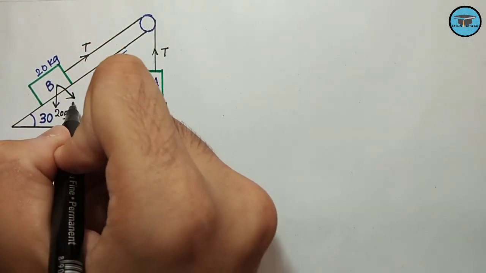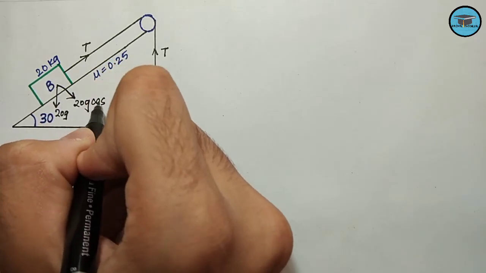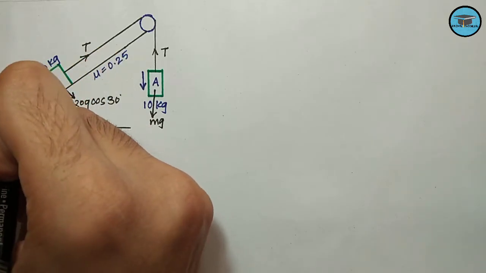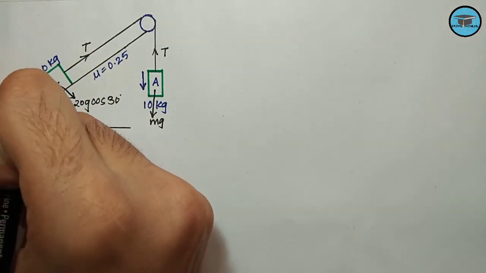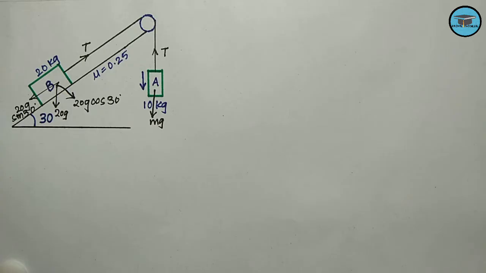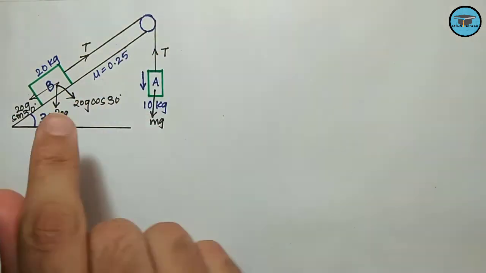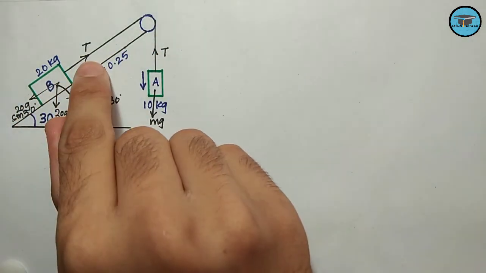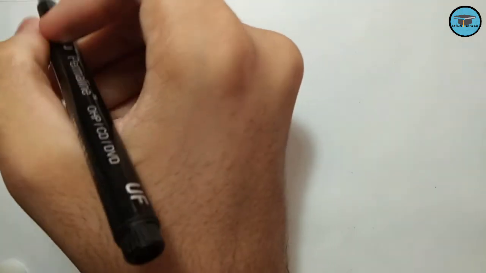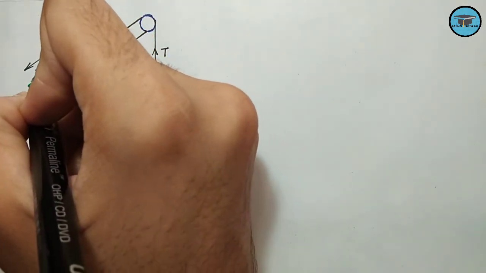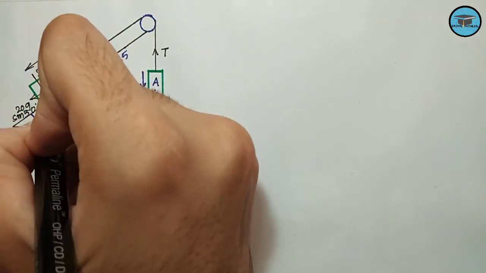This would be one of the components, that is 20 g cos 30 degrees, and this would be 20 g sin 30 degrees. Also there will be a frictional force acting. Since block B is moving in this direction, the frictional force would act in this direction, and it would have the magnitude equal to mu R, where R is the normal reaction, and the normal reaction acting on block B would be in this manner.